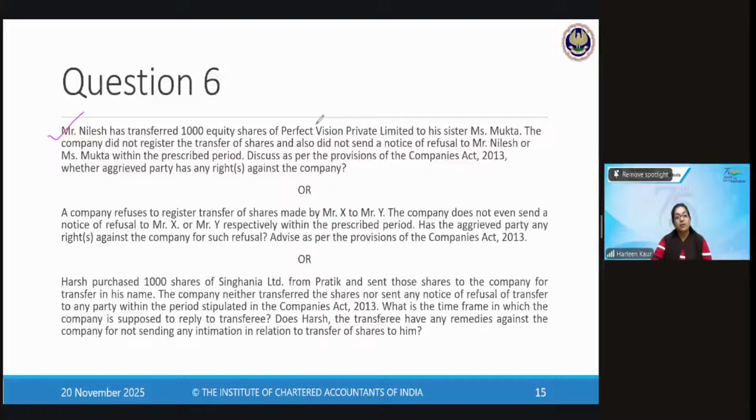Nilesh has transferred 1,000 equity shares of Perfect Vision Private Limited to his sister, Miss Mukta. The company did not register the transfer and also did not send the notice of refusal. Discuss the provisions whether the aggrieved party has any right against the company. So I give you a hint, this topic relates to the refusal of the transfer of shares.